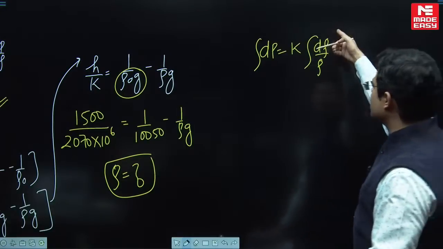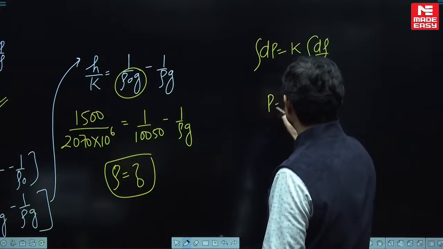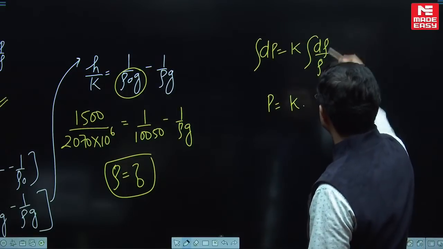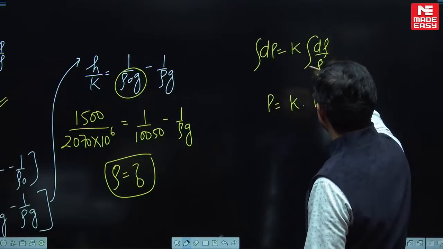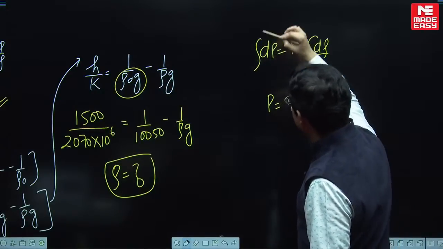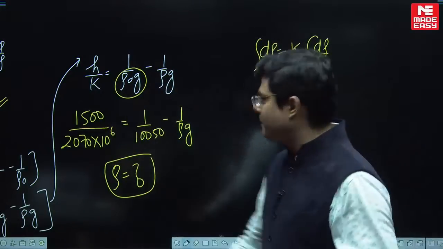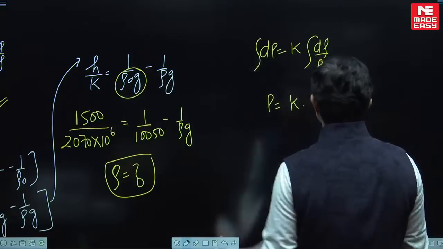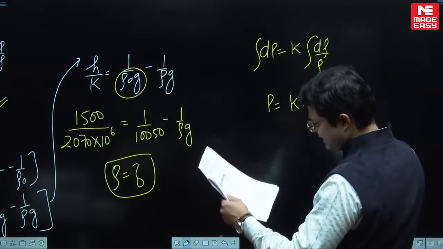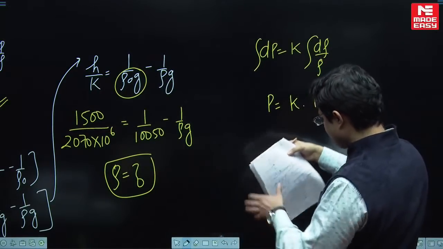So when you are going to integrate this, you are going to get the pressure at depth, and the 1 by rho integration will be log, and the limit will be from rho naught to rho. Okay, and the pressure will be from 0 to p in terms of gauge pressure. Okay, that's why you are taking the pressure at the surface to be 0. So let me tell you the answer.